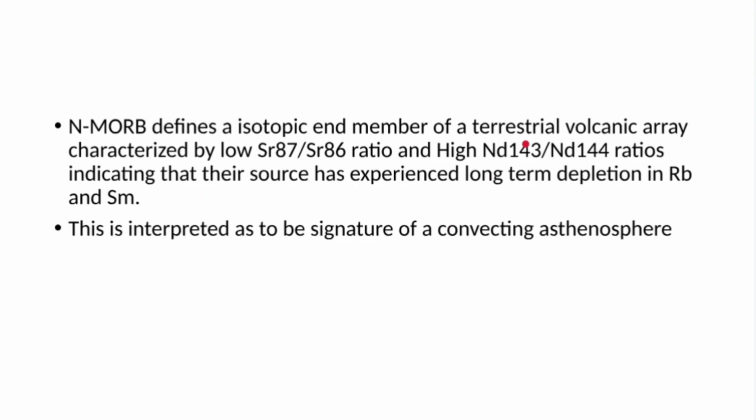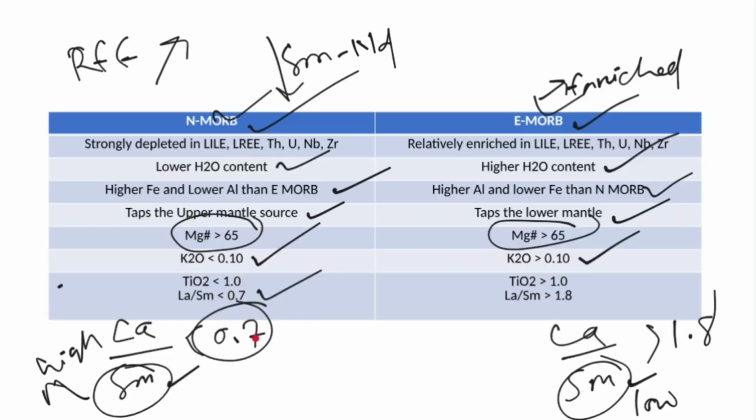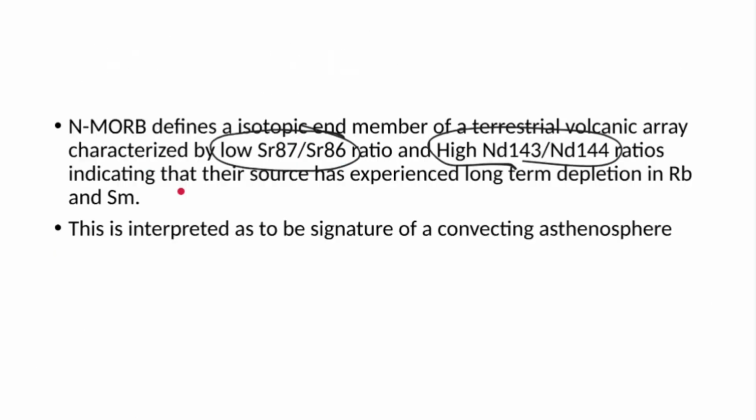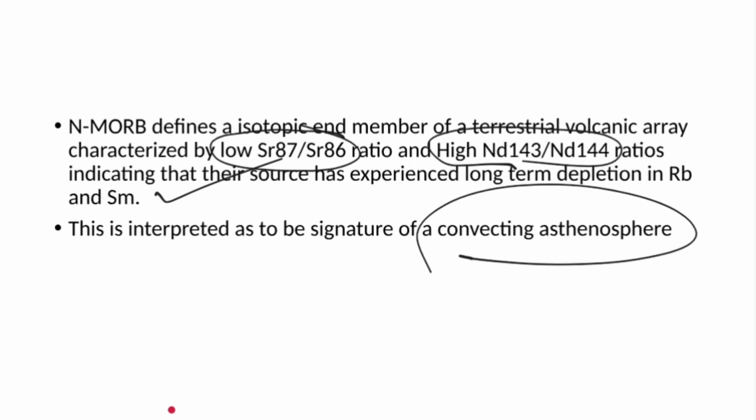So N-MORB defines the isotopic end member of the terrestrial volcanic array, characterized by obviously low strontium and high neodymium ratio. That's what I am telling you. I was telling you high samarium means high neodymium ratio. Okay, indicating their source has experienced long-term depletion in Rb and Sm. Okay, this is interpreted to be a signature of the convecting asthenosphere.